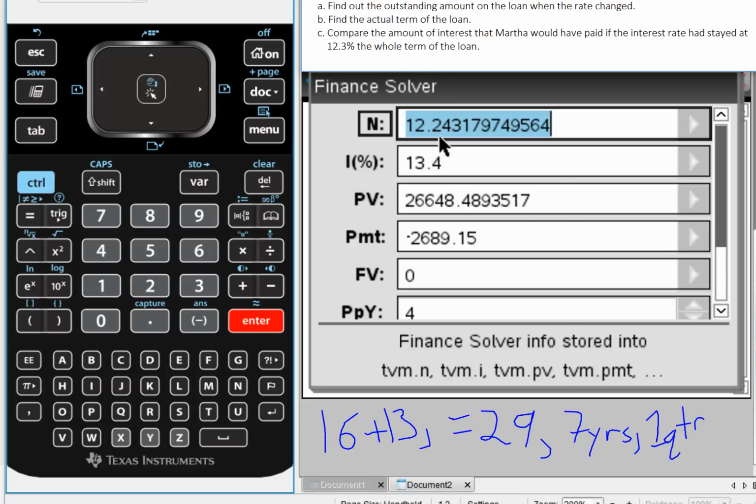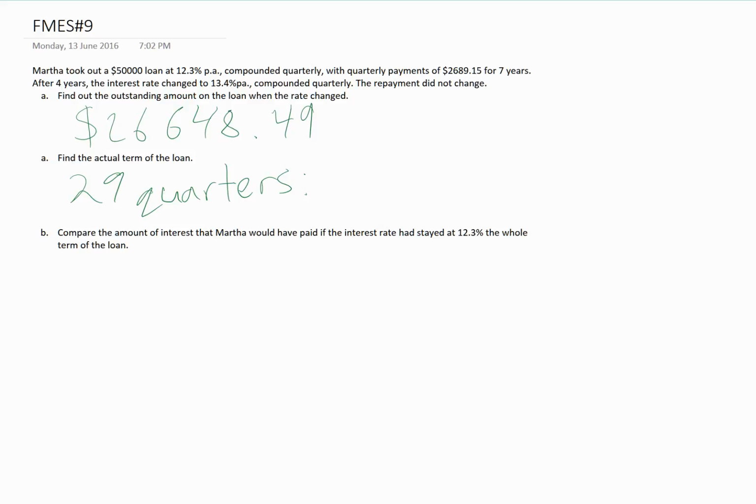Part C then says to compare the amount of interest that Martha would have paid if the interest rate had stayed at 12.3% for the whole term of the loan versus what she ends up paying. So once again, this is a question where we have to find the total that she paid in the original scenario and the total that she paid in the revised scenario. There's actually a slightly easier way that we can calculate the difference here. Because the repayment hasn't changed, the only thing that's going to be different in the two cases is those final payments, or in this case, that one final payment that Martha makes.